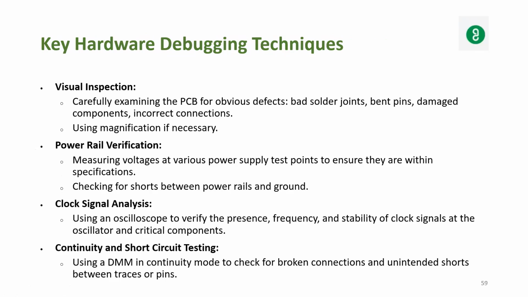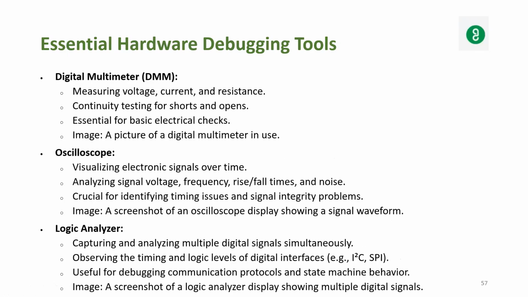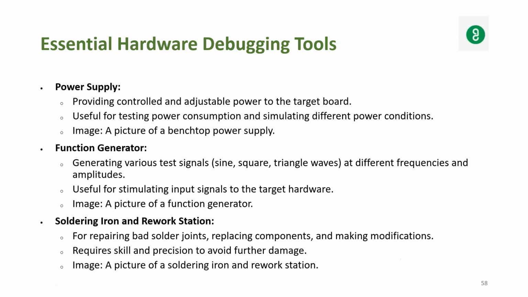The essential hardware debugging tools are the digital multimeter, oscilloscope, logic analyzer, power supply, function generator, soldering iron and rework station, visual inspection, power rail verification, clock signal analysis, and continuity and short circuit testing. Digital multimeter, oscilloscope, logic analyzer: you would have used these. Power supply: you have to adjust the power to the target board.